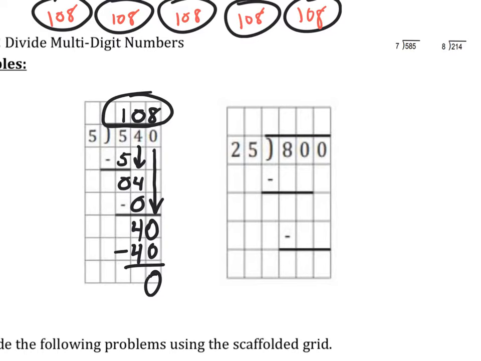So that's what division is. Okay, so now let's get going here. Right away we say 25. 25 does not go into 8. It does not go into 8.